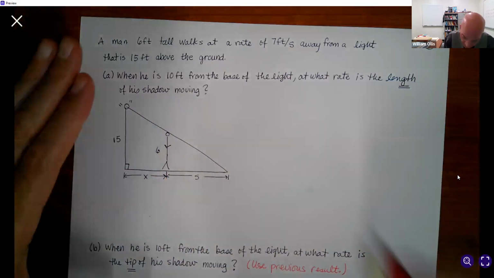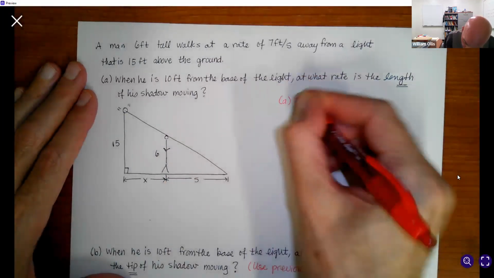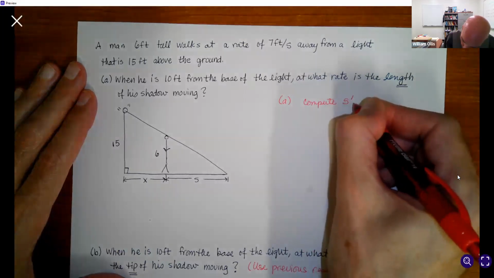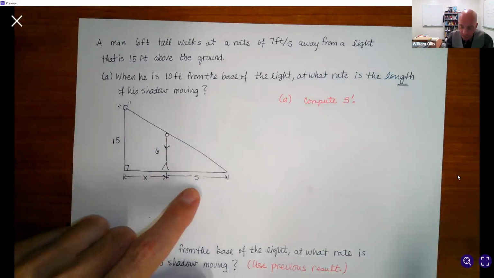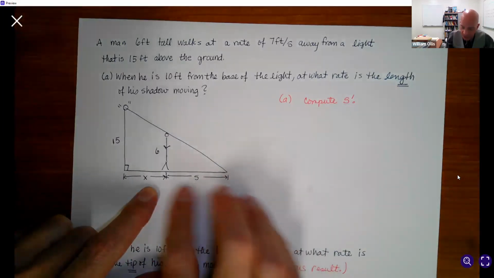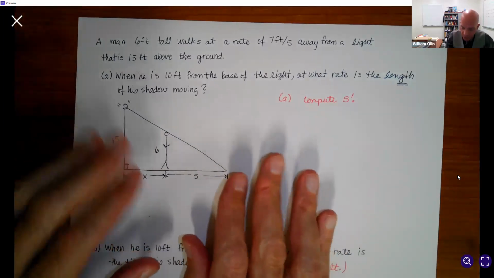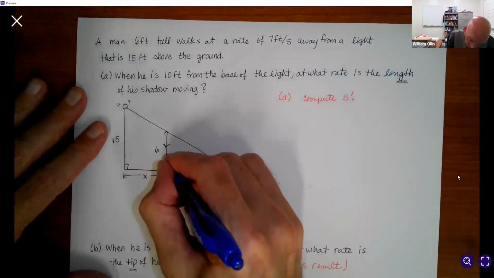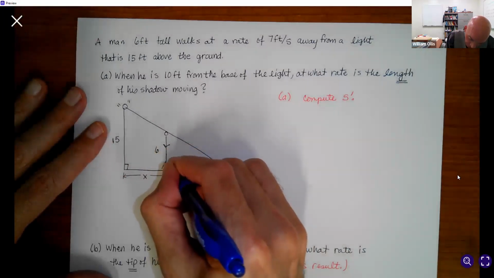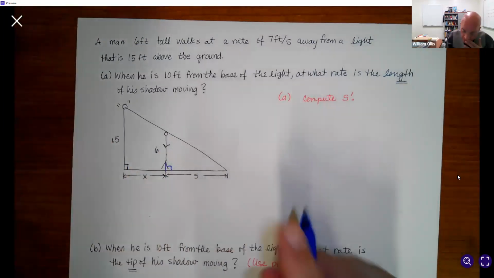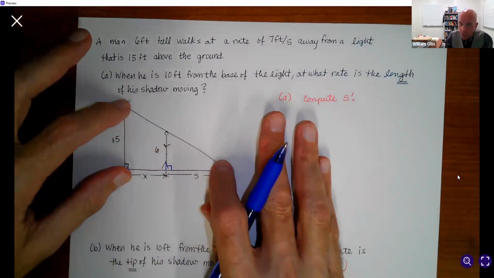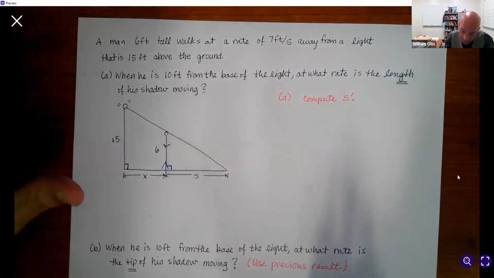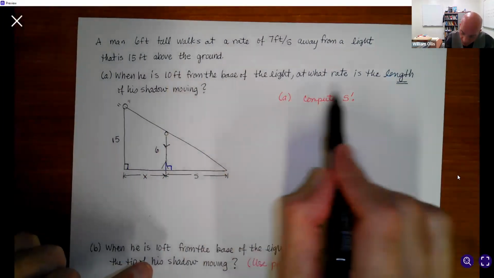So in this case, for part A, compute S prime. Again, remember this is based upon the letters that I've chosen here, and this is certainly not unique, so you can use whatever letters you want. But now what we can see is we assume good construction science, and we have a right angle here and a right angle here. So we've got a smaller triangle, which is similar to the larger triangle, and that is the key behind this.